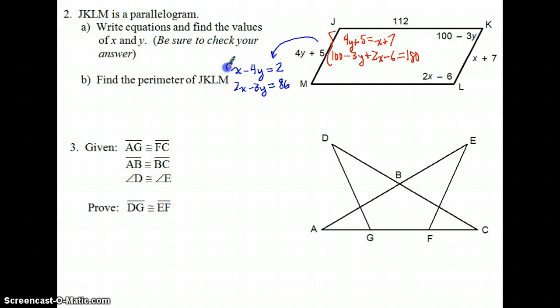Okay, I left the equations in the same order. That's the first equation just solved into sort of standard form. I subtracted 4y on both sides. I subtracted 5 on both sides. Here I combined like terms and left the x's and y's on one side, and I took the 100 and the negative 6 to the other side like that.